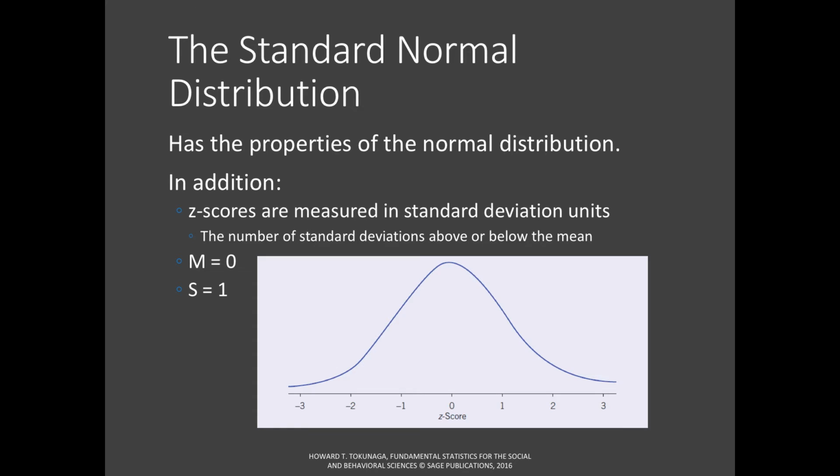So this has all the properties of the normal distribution. It's still going to be bell-shaped. It's still going to have a total area underneath the curve of 1. But it also has z-scores that are measured in standard deviation units: the number of standard deviations either above the mean, this middle 0 point, or below the mean.